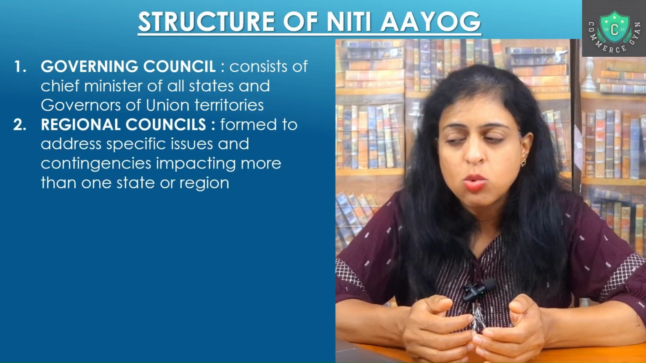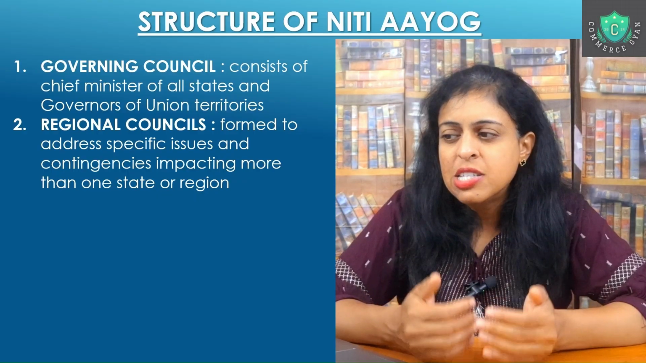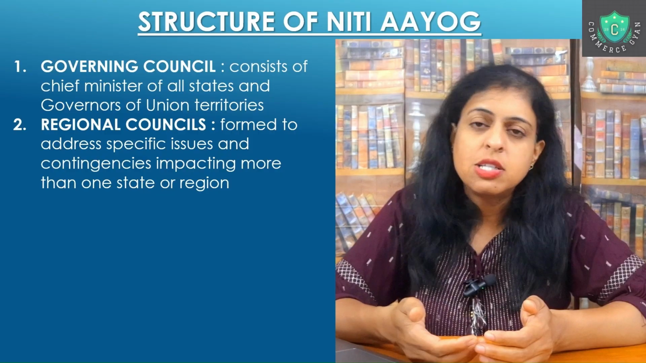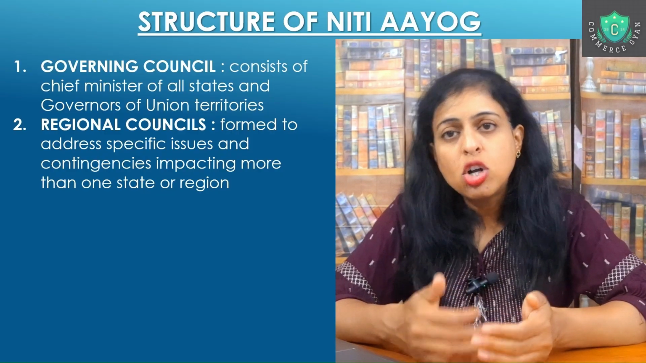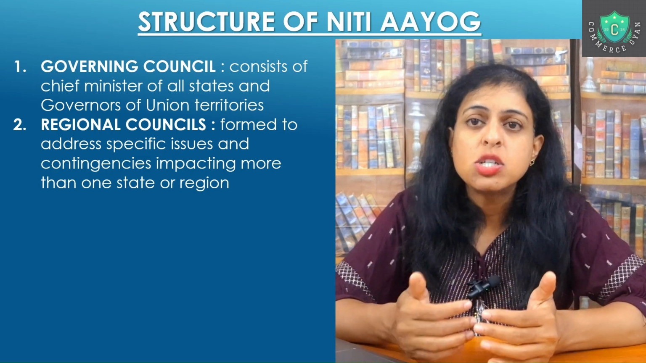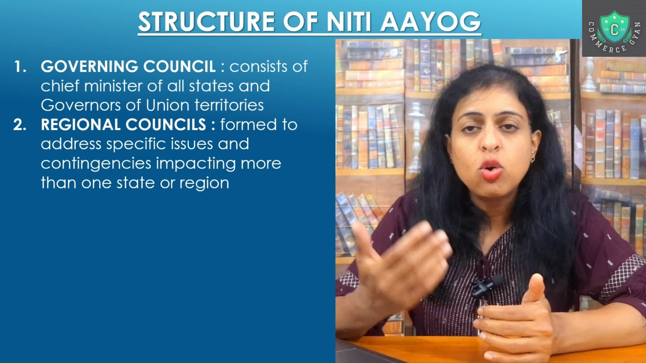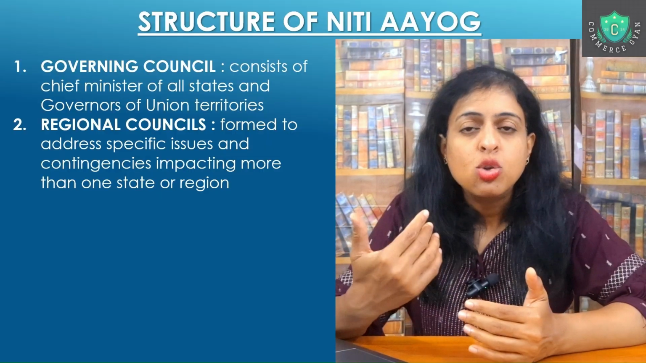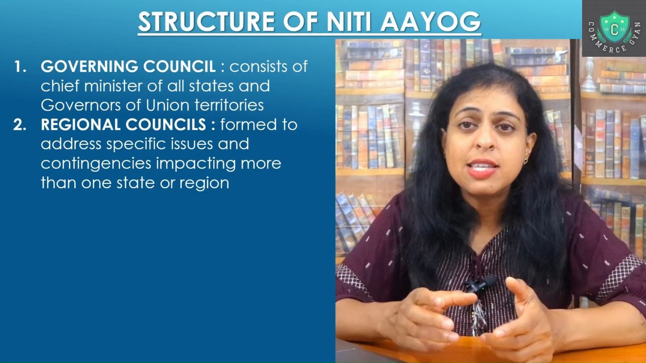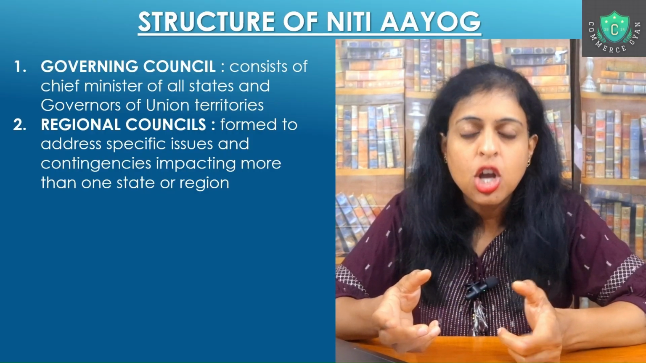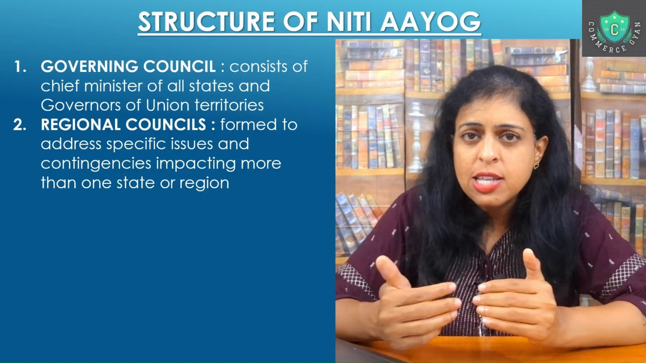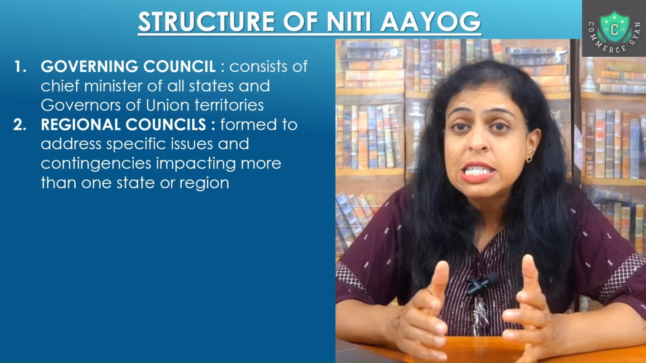Then came regional councils, which addressed specific issues and contingencies impacting more than one state or region. So it was not just one state or region which was impacted, but multiple states. Suppose it is a river issue, a river flowing from Maharashtra to Karnataka. Both of these states would be affected by a decision of constructing a dam on that river. Should it be allowed, should it not be allowed? All these things would come under the regional council.